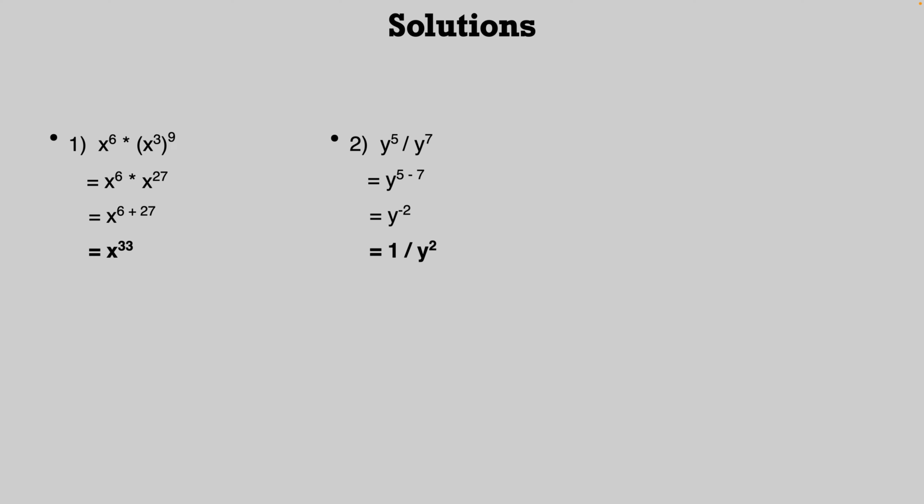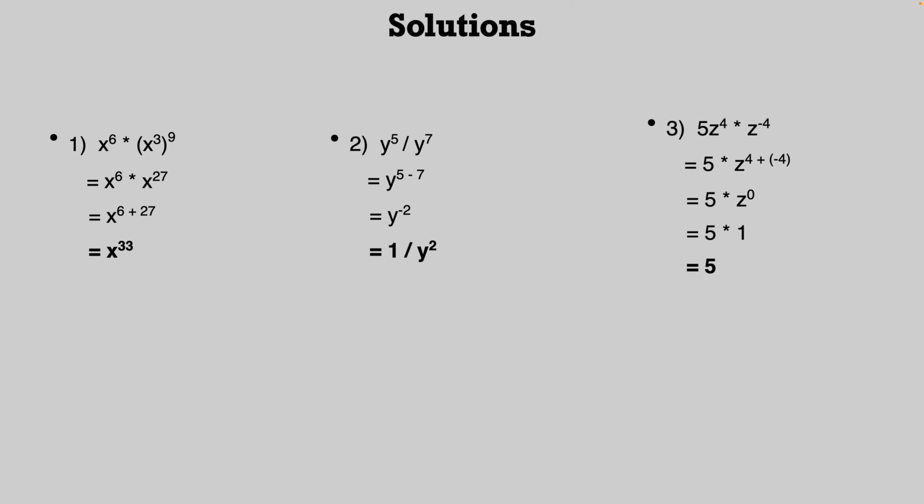The next one, y to the 5th divided by y to the 7th. We know that when we have the same bases being divided, we subtract the denominator from the numerator, so that's going to leave y to the -2. But since I said we wanted positive exponents, you're going to want to flip that to the denominator to make it positive. So the final answer here is 1 over y squared.